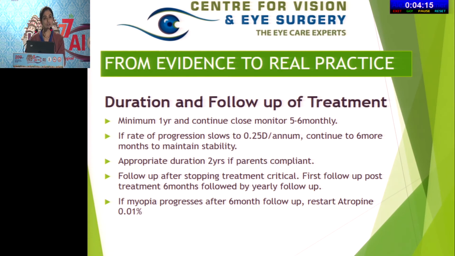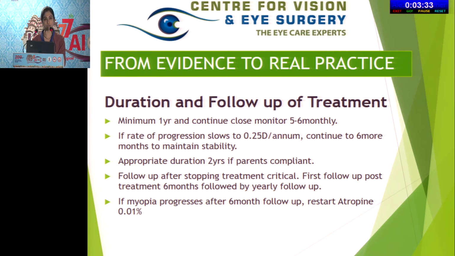Now the next thing is duration and the follow-up of the treatment. Minimum 1 year will be required to understand how the whole treatment is going and how the response is coming up. In our general practice, we generally tend to call the patients in 5 to 6 months, or if much better in 3 to 4 months during when we start the atropine first time. If rate of progression slows down to 0.5 diopters per annum or in 6 months, and it continues, the child is on continuation for 6 more months to maintain the stability of the refraction.